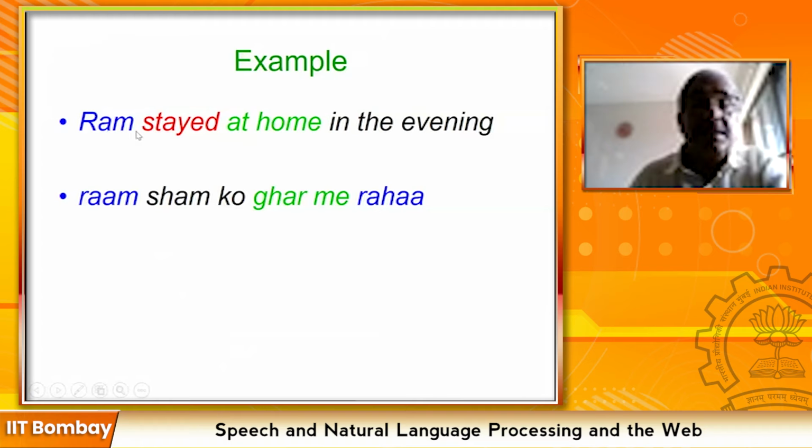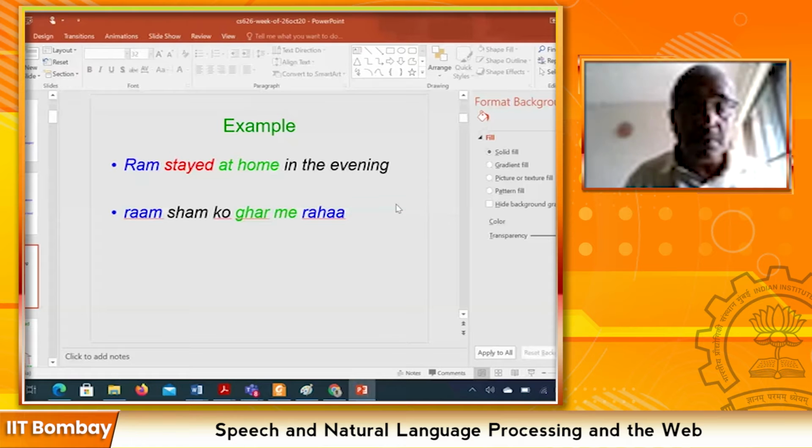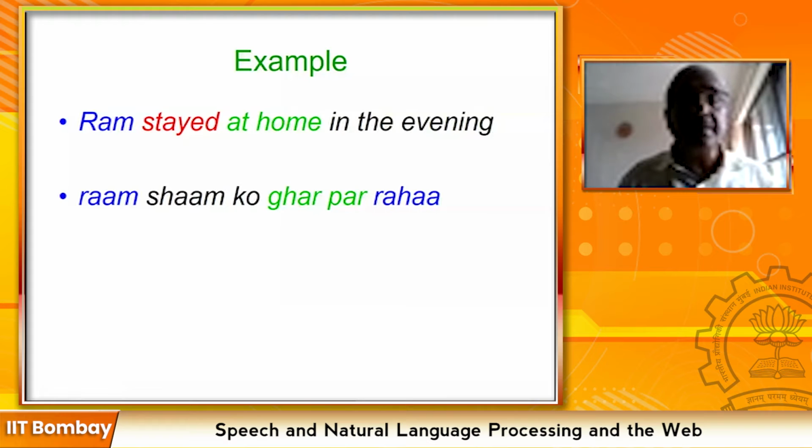Take the English sentence, Ram stayed at home in the evening. The Hindi sentence is Ram sham ko ghar mein raha. Let me just correct this a bit. Ram sham ko ghar par raha. Okay. So Ram stayed at home in the evening. Ram sham ko ghar par raha. So let's examine their trees.